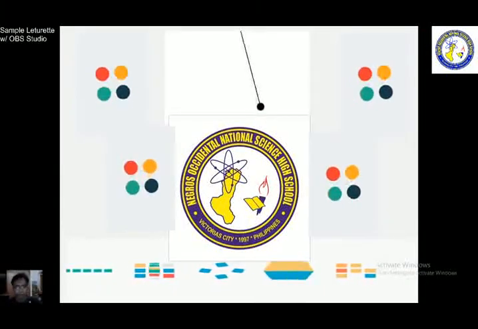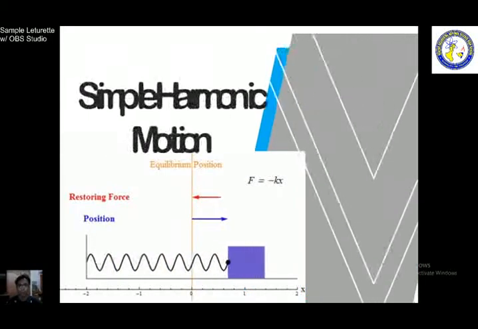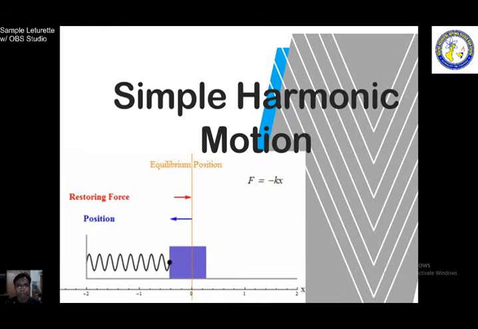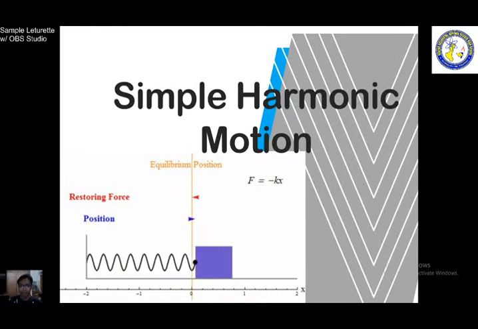So my first lecturette will be about simple harmonic motion. So this will be our first topic for the first quarter of applied physics. So what are the features of my SIM or the strategic intervention material?